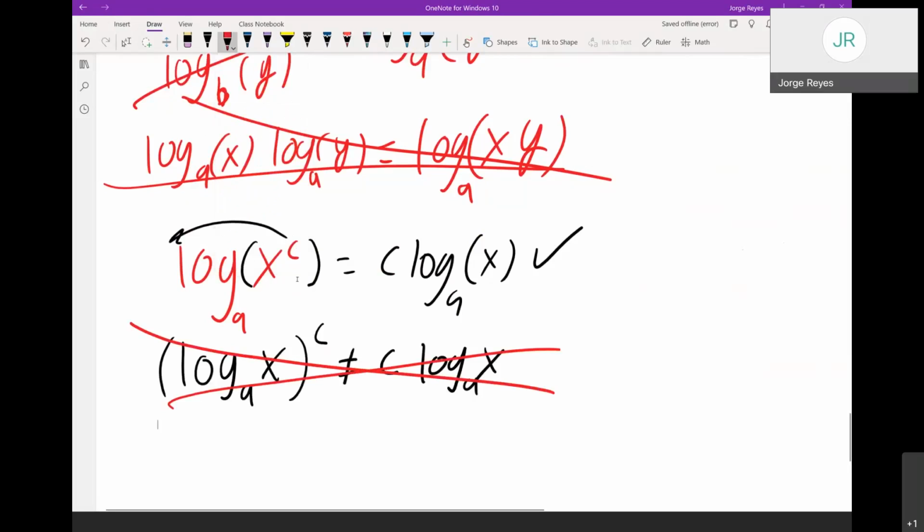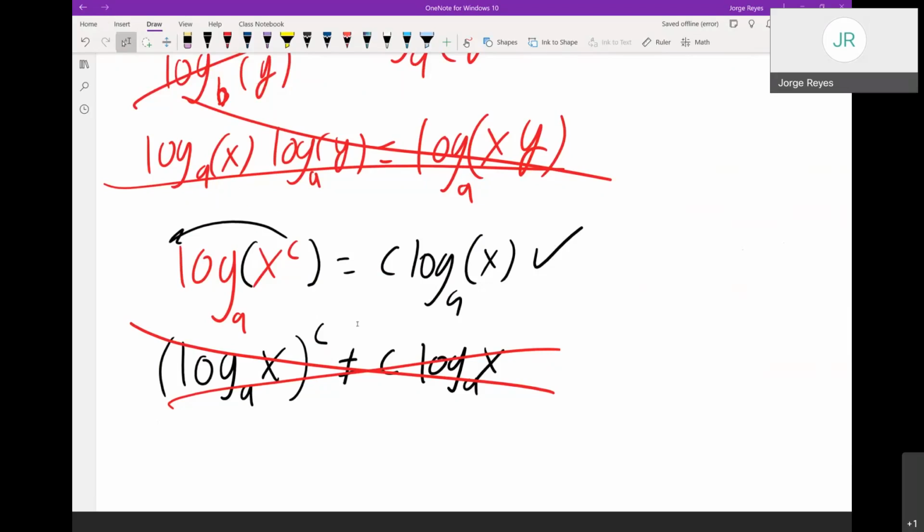You need to know that the power rule only works when C is on the inside. If C is on the outside of the whole log, then there is no power rule. Alrighty then, let's do a couple examples.